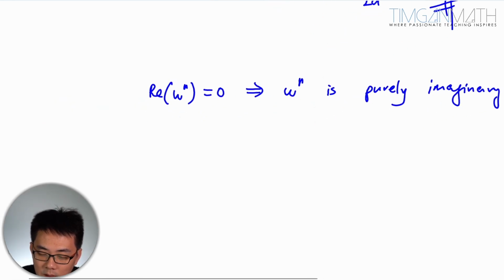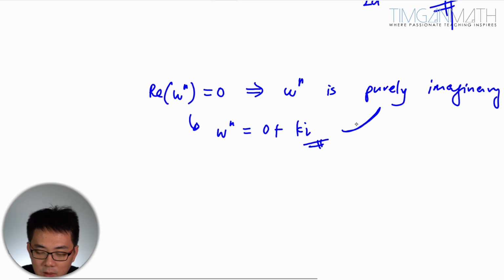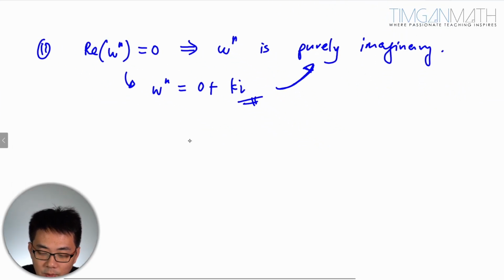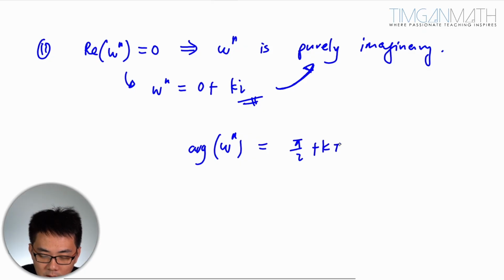Okay, because if the real part is 0, it means w^n would just be equal to 0 plus ki. Because the real part will be 0, so it's just purely imaginary. This is what you need to be able to tell. So from here, if w^n is purely imaginary, meaning the argument of w^n will be pi over 2 plus k pi, where k is an integer.